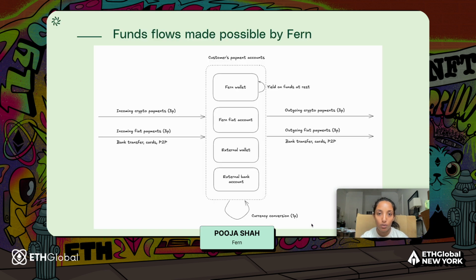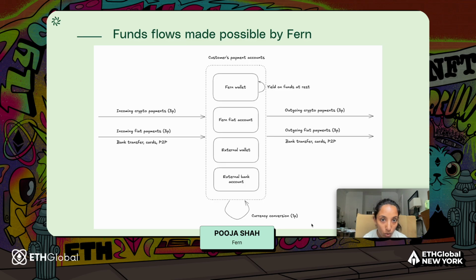Some of the funds flows that are made possible by Fern are depicted in this chart. So you can see in the center the set of customer payment accounts. And there are many different payment accounts that we support with Fern. Obviously, we support Fern wallets. These are the crypto multi-sig EVM wallets that I previously mentioned that are multi-chain. We also support Fern fiat accounts. We support the ability to register external wallets to the same customer and external bank accounts as well. And all of these collectively represent the individual customer's payment accounts.